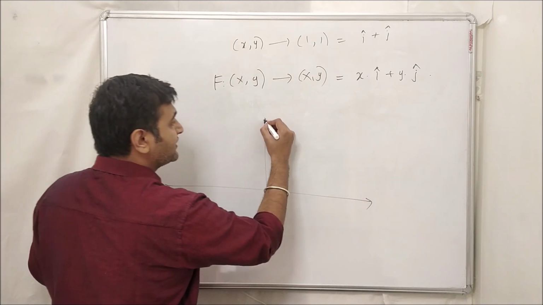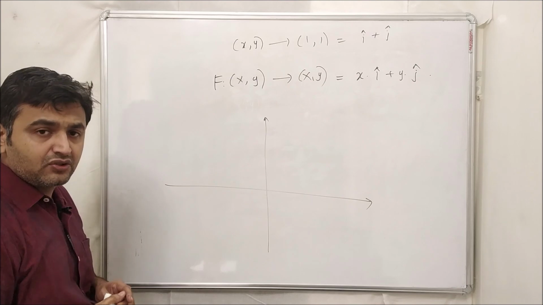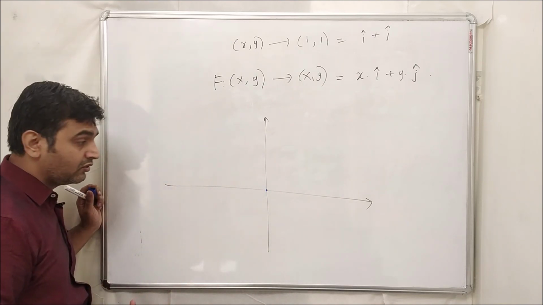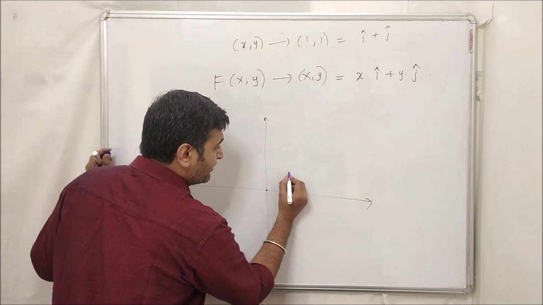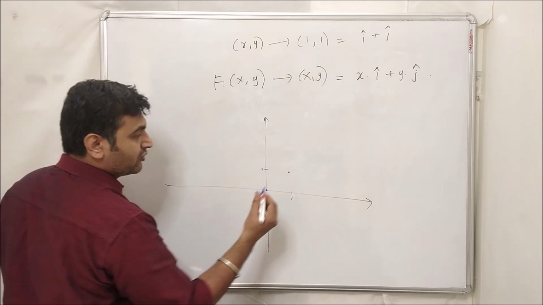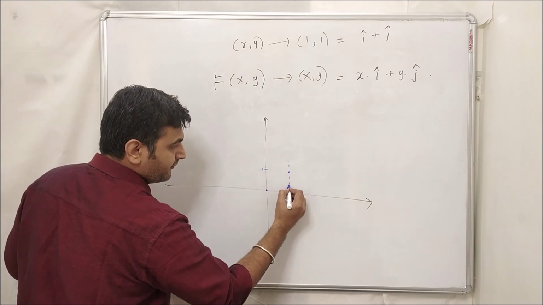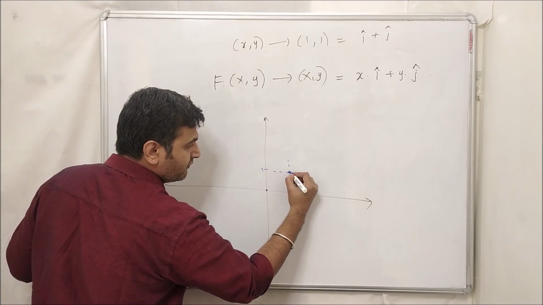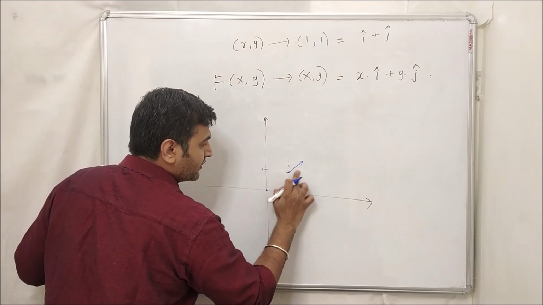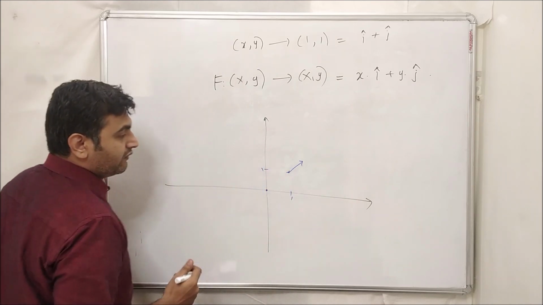Now the question is, what is the image of 0 0? 0 0 goes to 0 0 only. So at 0 0, there is no vector. Suppose you take say 1 comma 1. So this is my 1 and this is my 1. Where does 1 comma 1 go? You treat this as origin. Then where is 1 comma 1? In this direction, right? That's where your 1 comma 1 is. You can erase this. Now where is another point?